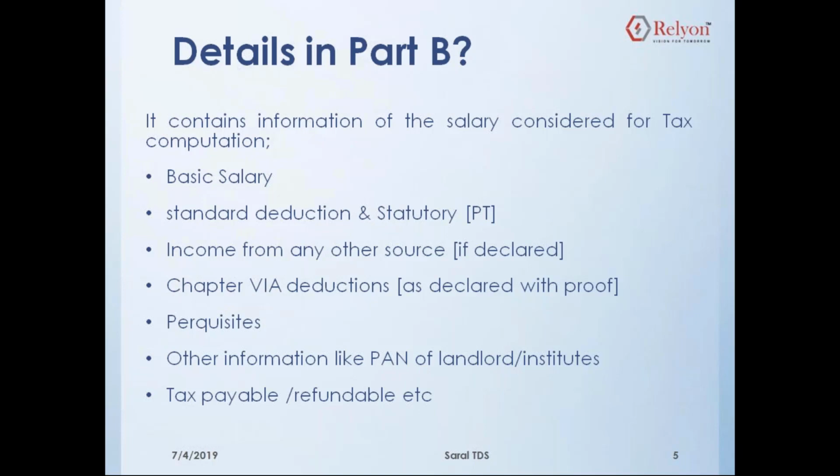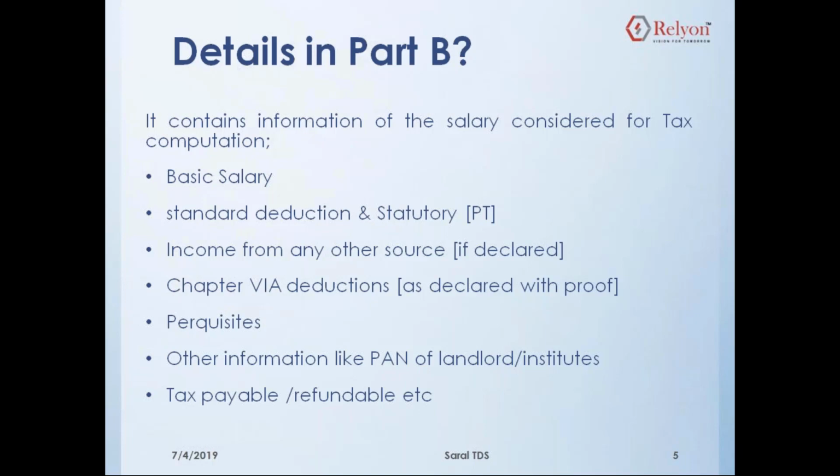I've given you just one example. It can be house property, business or profession, capital gain, or income from any other sources. So apart from my salary, if there is any other information which the employee has declared and the employer is willing to take, then these details also will be considered under part B.